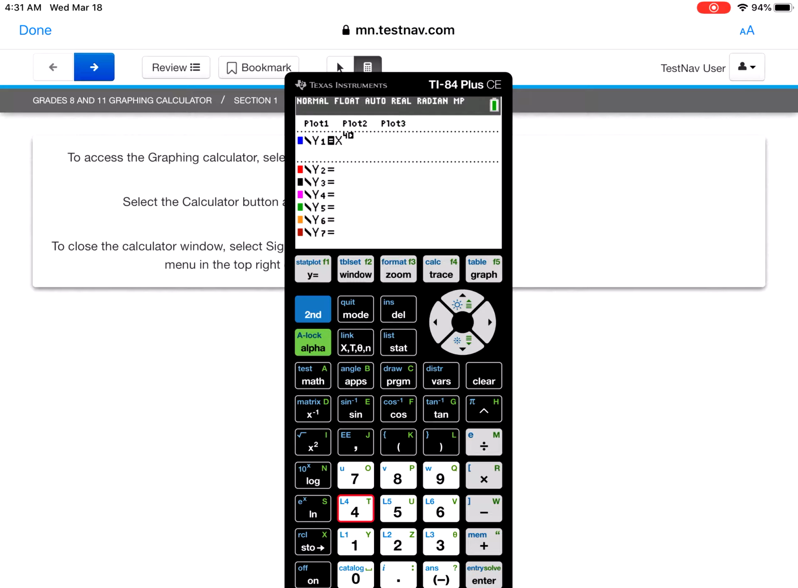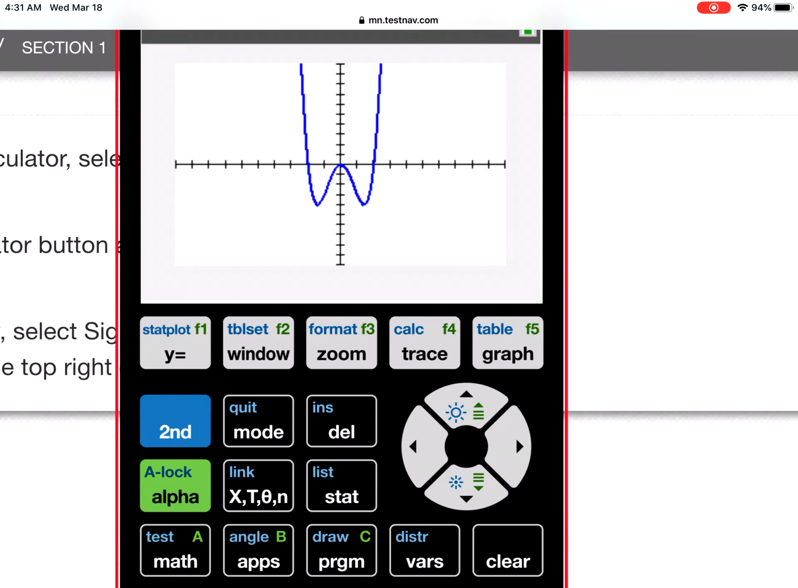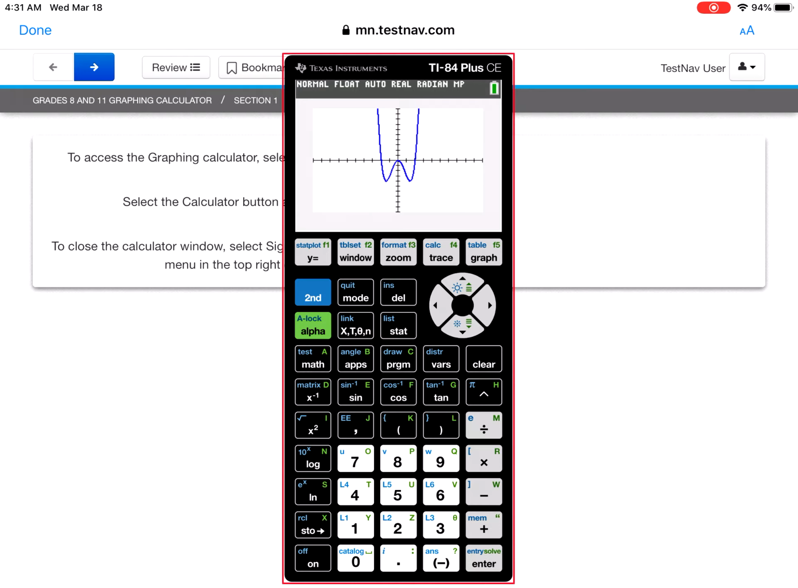X to the fourth minus 4x squared. Get to your graph. So you notice on this one, it looks like a W sort of. You've got 3 x-intercepts, it appears. You've got 3 places where it touches or crosses the x-axis. So remember, those are either called your x-intercepts or your zeros. So let's start with those.